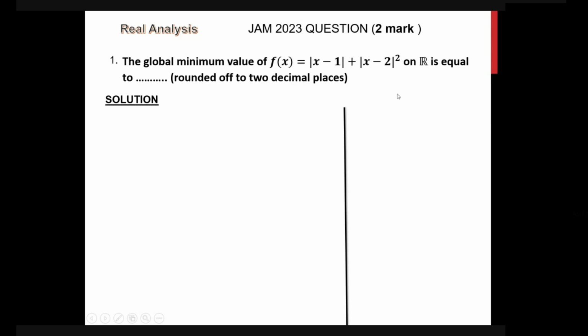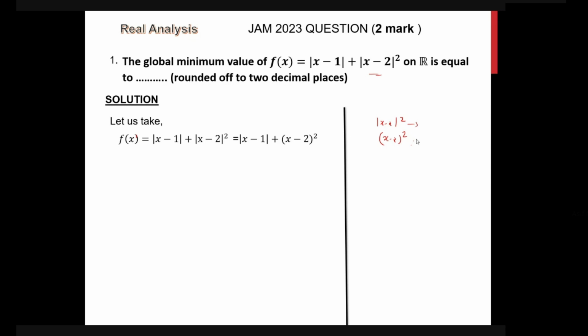2 mark questions. One of the important things is that f of x is given as mod of x minus 1 plus mod of x minus 2 all squared. This is a tricky one, because most of the students get confused here. Actually, mod of x minus 2 all squared is the same as x minus 2 all squared. So there is no relevance in that, but in the question, it might be confusing.